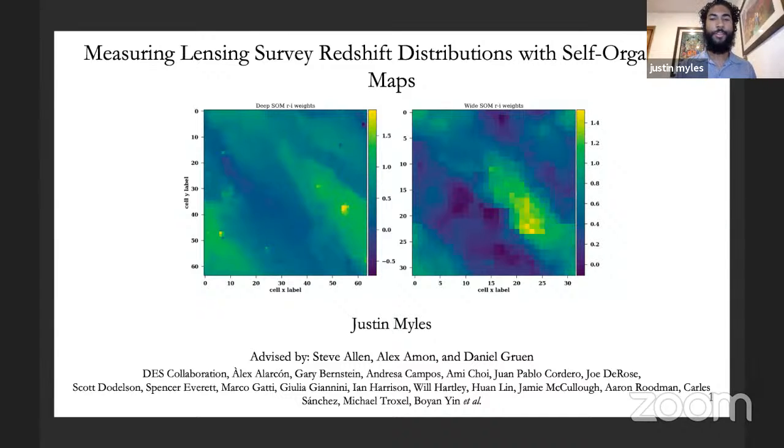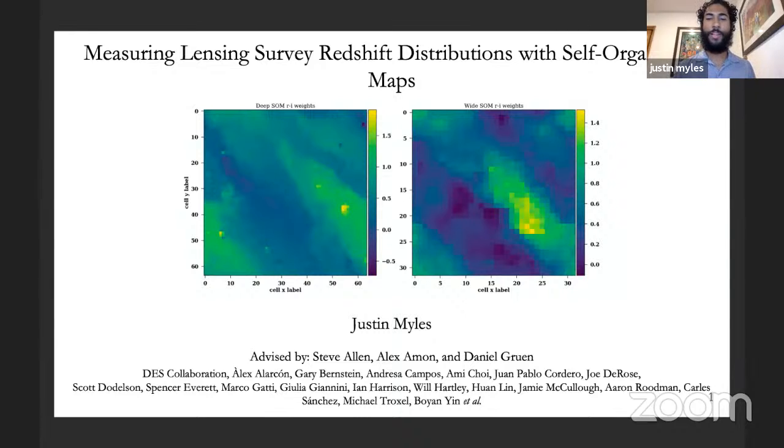So I'm going to be talking to you about Redshift distributions, and they're a central part of lensing surveys and getting cosmology out of lensing surveys. I'm going to be telling you about that problem as a whole and the approach that I've been working on to solve it. As Michelle said, I'm a graduate student at Stanford. I work with Steve Allen, Alex Amon, and Daniel Gruen, and the work I'll be presenting today has been done with a large number of collaborators in the DES collaboration.